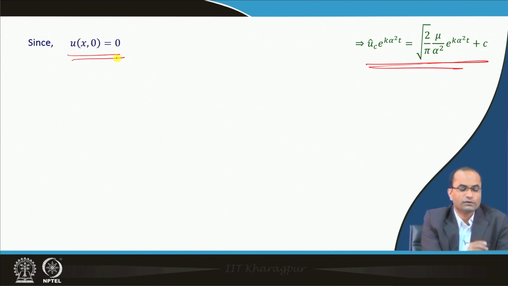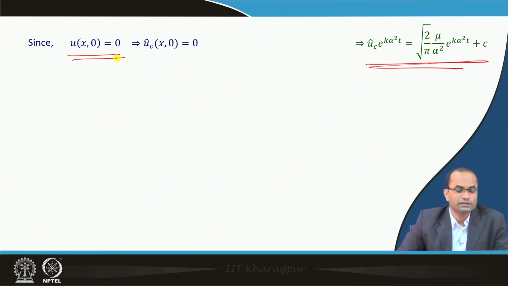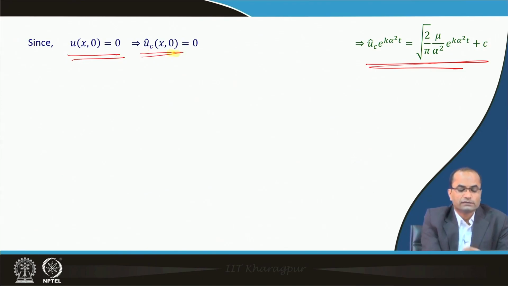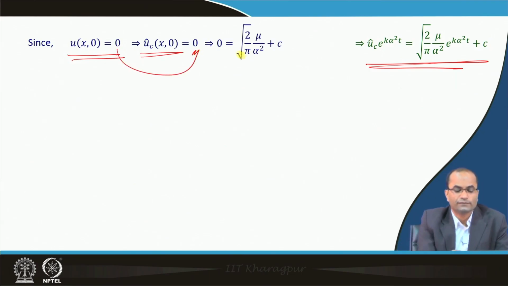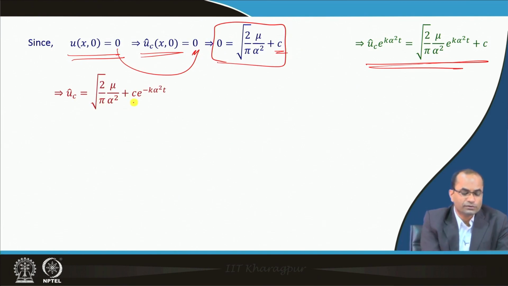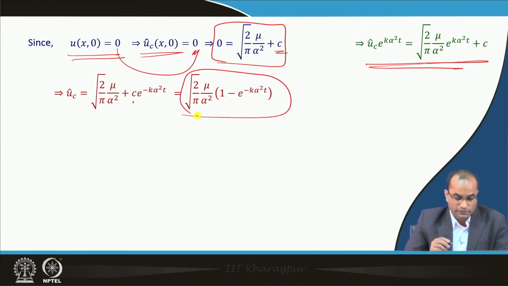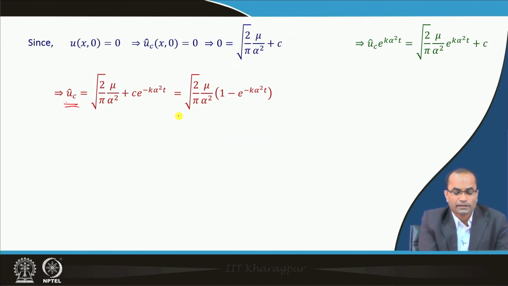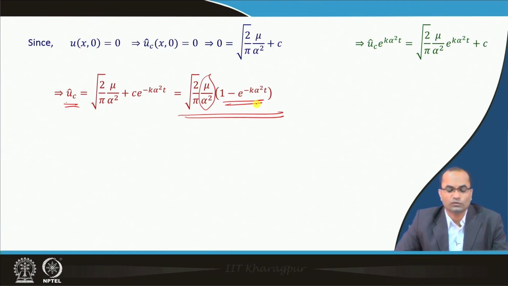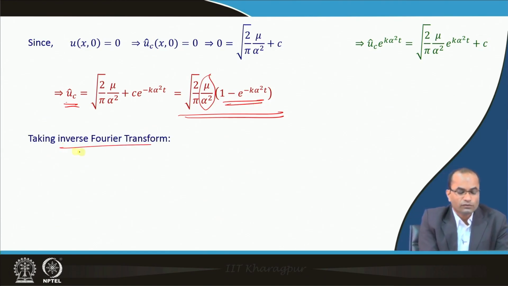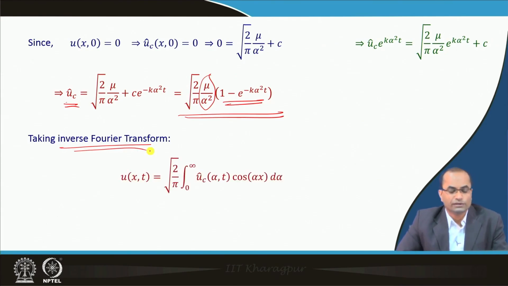The u x 0 we have not utilized. So, that is the initial condition. We can take this Fourier cosine transform. Since it was 0, we will get the 0 there, and with this help we can get this constant c. Substituting back now in this formula, we got the result for u hat c, which is free from c now, the square root 2 over pi mu over alpha square and 1 minus e power minus k alpha square t. So, now we can go for the final step, taking this inverse Fourier transform.